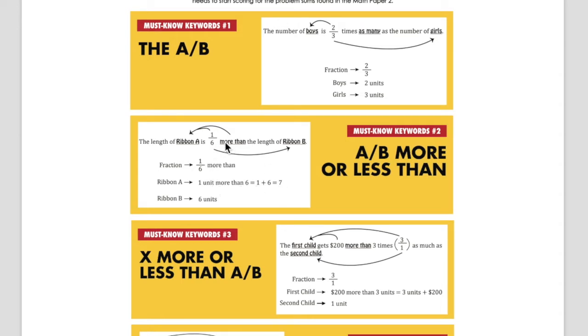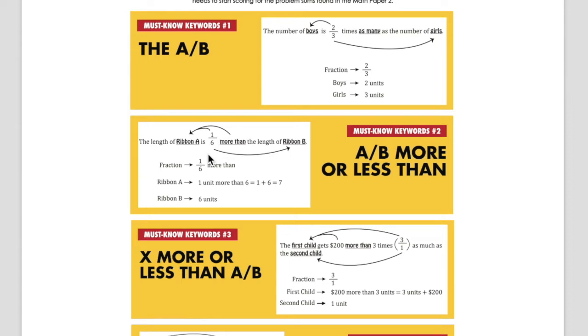If it had said ribbon A is 1 over 6 less than, then what would it be? It would be 1 unit less than 6. 1 unit less than 6 would be 6 minus 1, which is 5 units. So in this case, since it's more than, it will be 1 unit more than 6, which is 1 plus 6, giving you the answer of 7 units. And B, like I said, will always be the same. Got it? So we've done the first part and the second part.